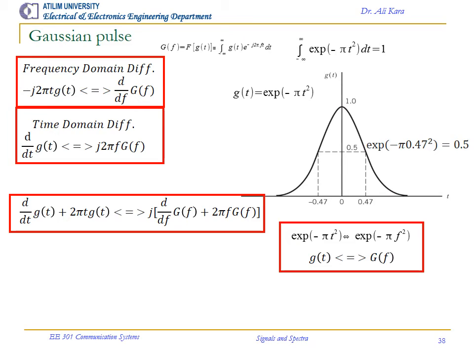Gaussian pulse. Consider the Gaussian pulse g of t, defined as exponential minus pi t square, defined for all t.